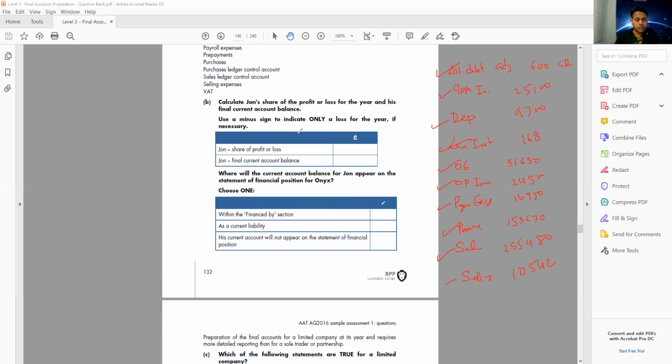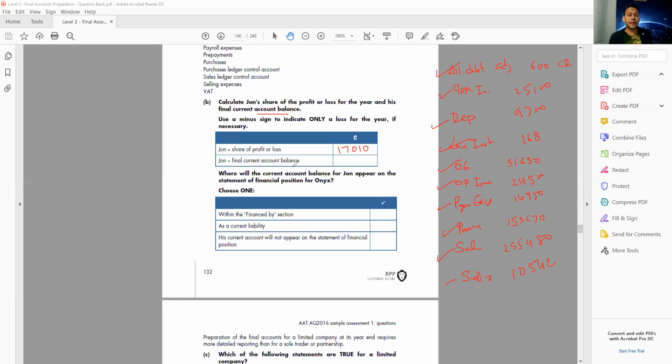Calculate John's share of profit or loss for the year end, for his final account balance. So how much was the profit? And the profit and loss share ratio was 50-50, isn't it? So how much will John get? From 34,020, isn't it? So he will get half, 17,010. He got 50%.